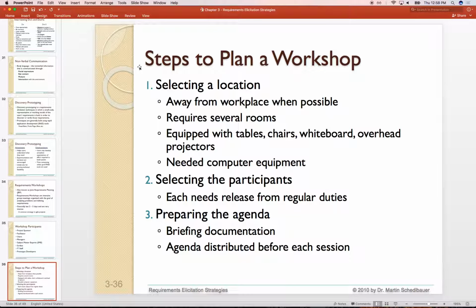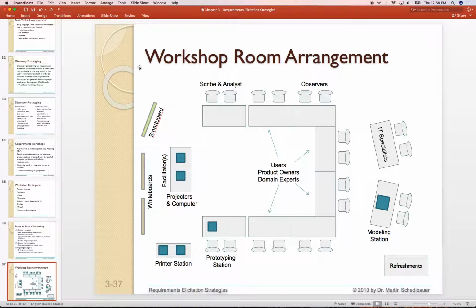Selecting who's going to go there, and you're going to have a prepared agenda and try to stick to that agenda. And perhaps in advance, you're going to send it to them to let them know what they're going to be expecting. It might be several rooms, either focus rooms like this, where you might have just a few observers, scribes, prototypers, modeling and IT specialists, and all the users and domain experts meeting there and either brainstorming, then going out to different breakout sessions, and then coming back and brainstorming some more.